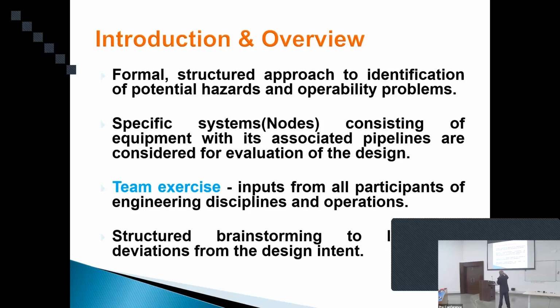So it's a structured brainstorming to look for deviations from the design intent. That's what is most important. The designer gives you a plant with a design intent. That means this is my flow rate, this is my temperature control, this is my pressure control, this is what can give you a product of this quality. Any deviation within those parameters of flow, temperature, pressure, or level, everything can contribute to a deviation.